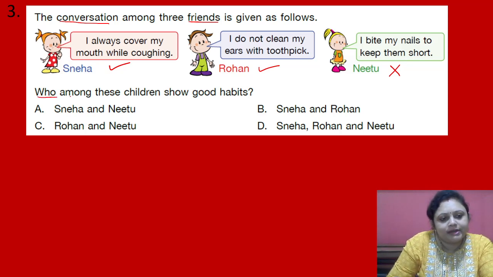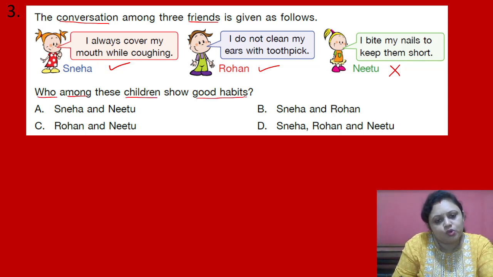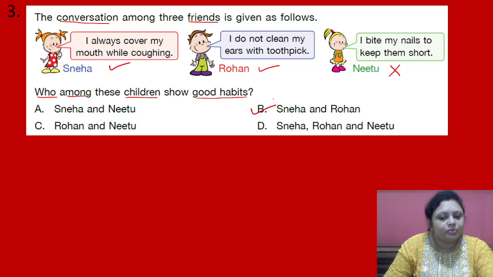We have to find out who among these children show good habits. So who is showing good habits? That is Sneha and Rohan, right? So the correct answer is option B, Sneha and Rohan.